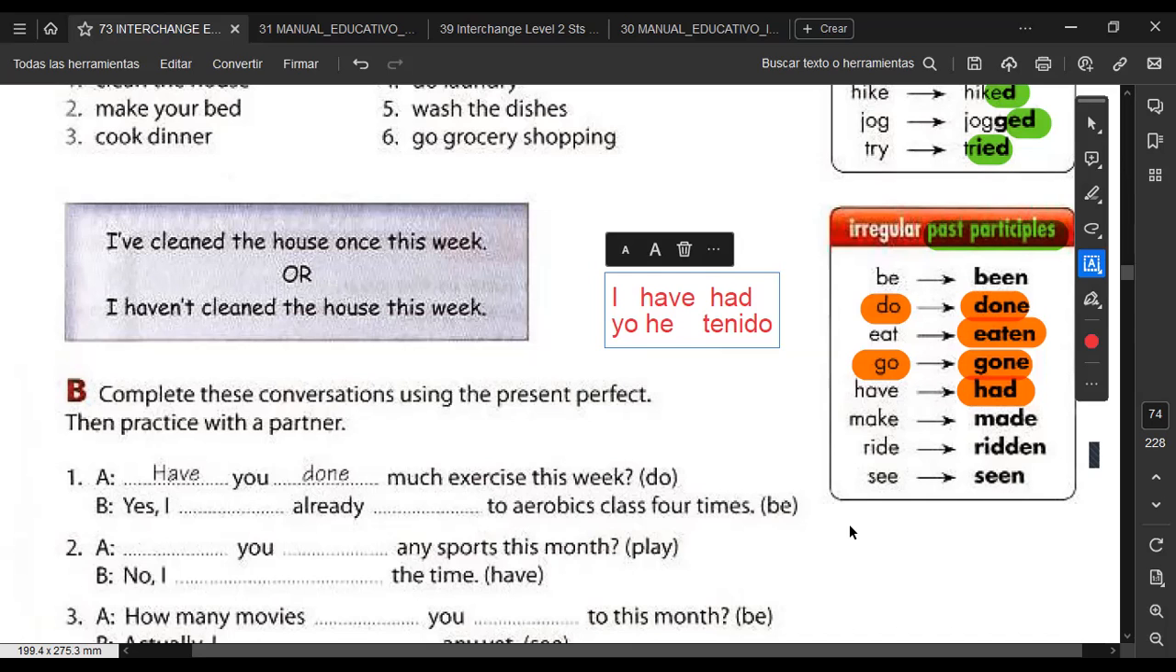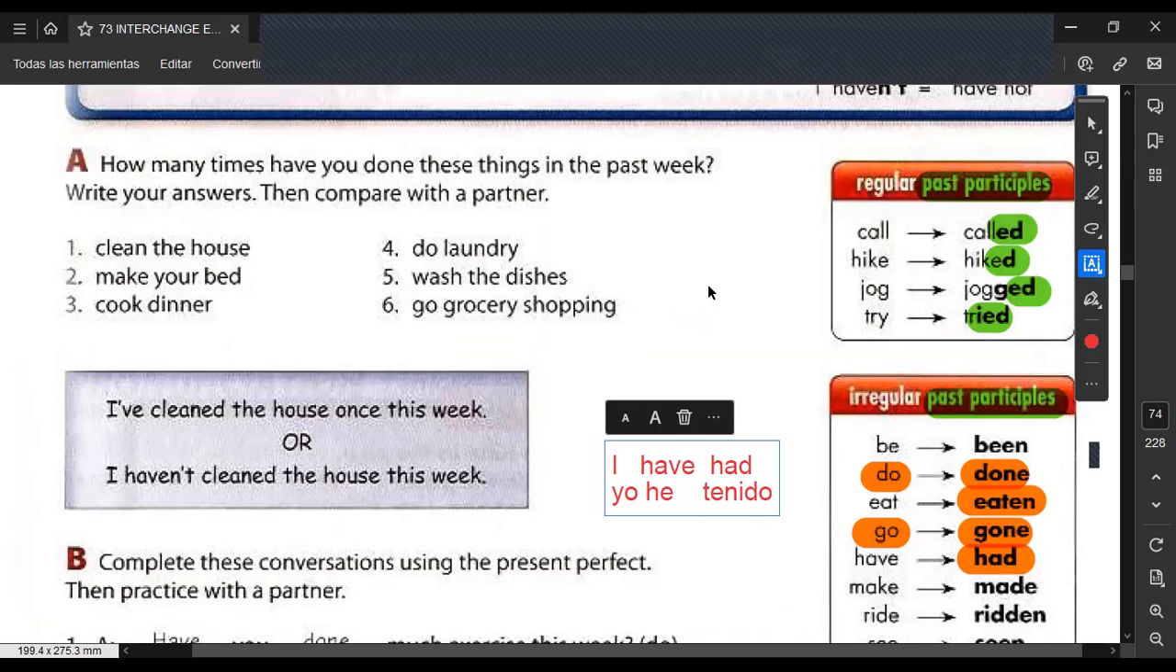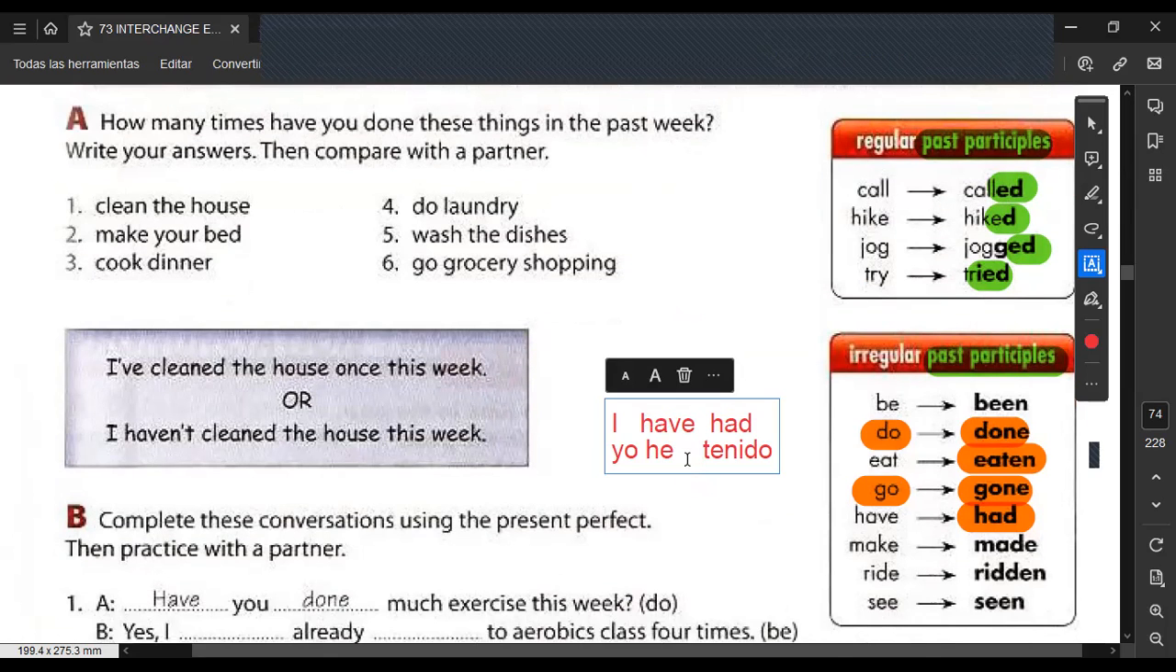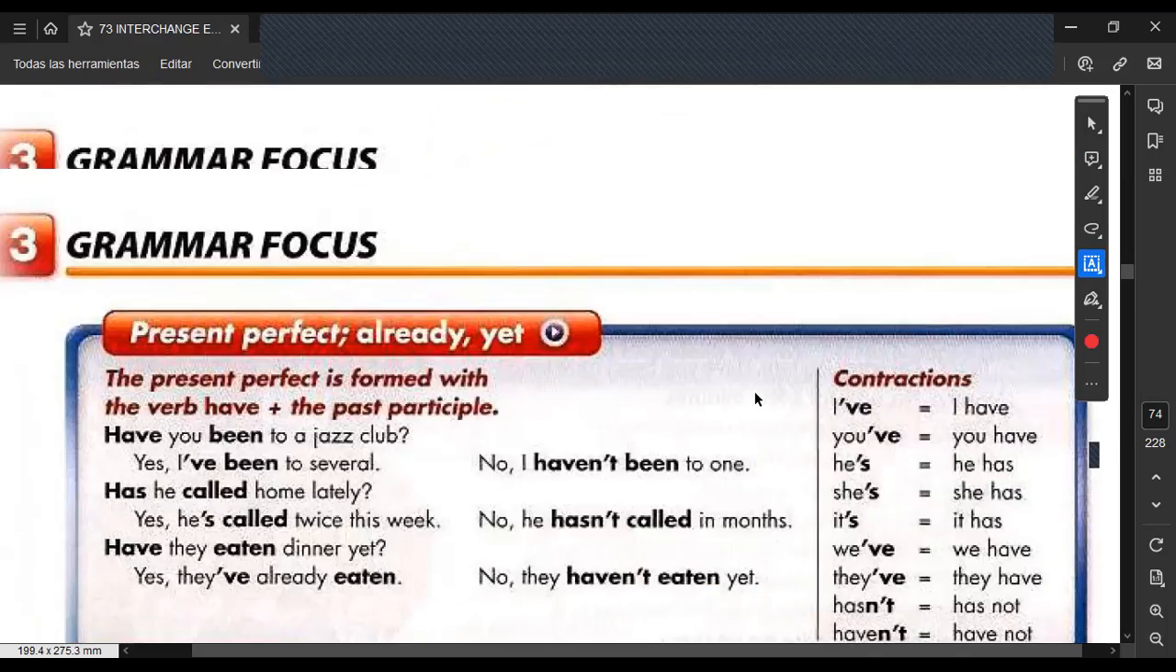¿Le quedó claro? Es que ahorita este have es un auxiliar. Entonces, el have es el auxiliar con el que también hacemos la pregunta. La pregunta la hacemos con el have, poniendo el have al principio, ¿verdad? Have you done? Have you gone, por ejemplo.